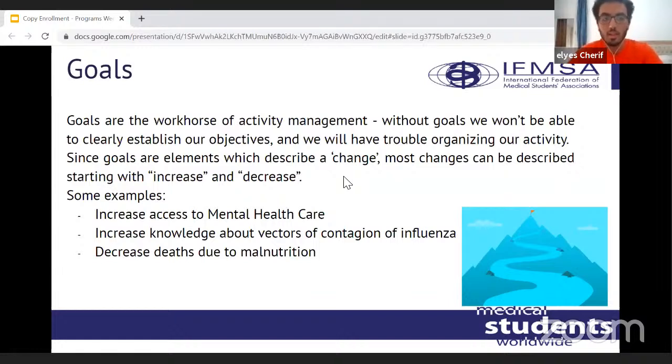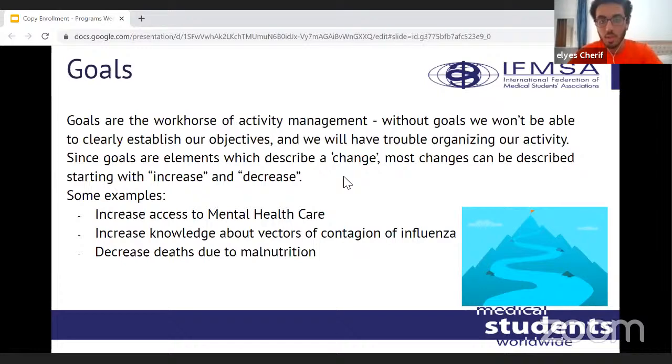Some examples, like for example, in mental health, you can increase access to mental health care. You can increase knowledge about vectors of contagion of influenza, and you can decrease deaths due to malnutrition. These are solid goals that you can use in our activities.